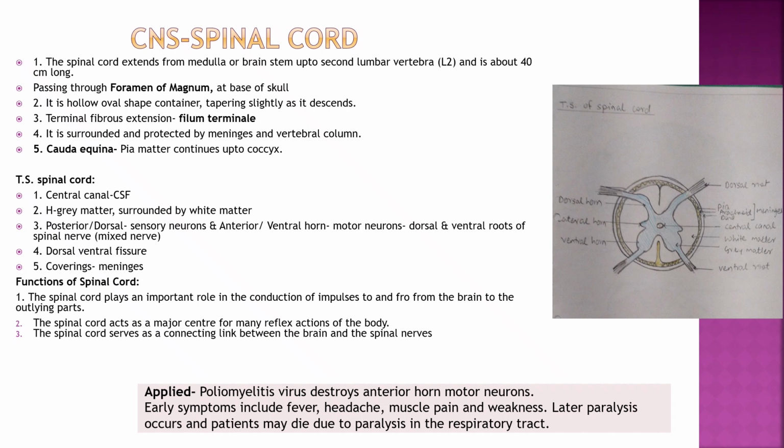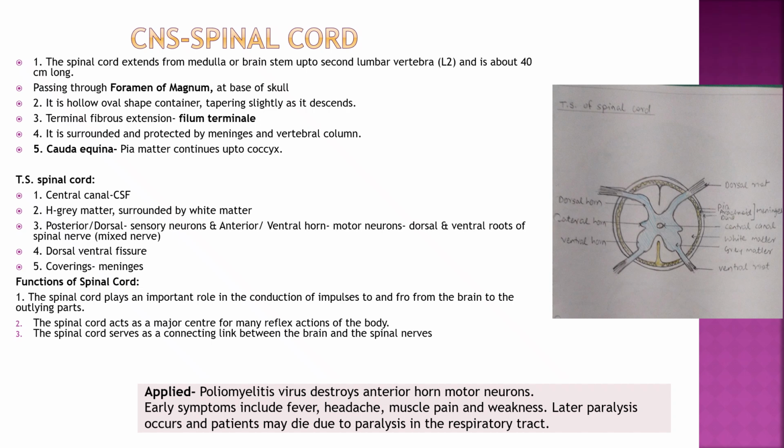The second part of the central nervous system is the spinal cord. It extends from the medulla or brainstem up to the second lumbar vertebra, that is L2, and it is about 40 centimeters in length. It passes through the foramen magnum at the base of the skull. It is a hollow oval-shaped cord that tapers slightly as it descends, and the terminal fibrous extension is called the filum terminale. It is surrounded and protected by the meninges and vertebral column.